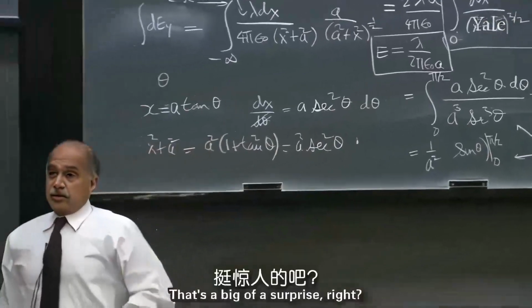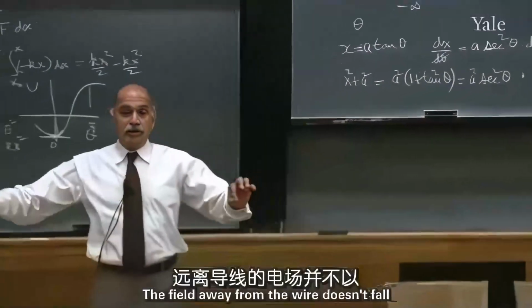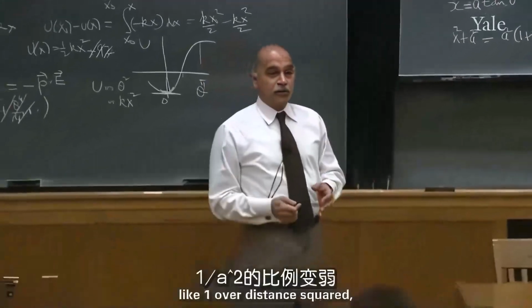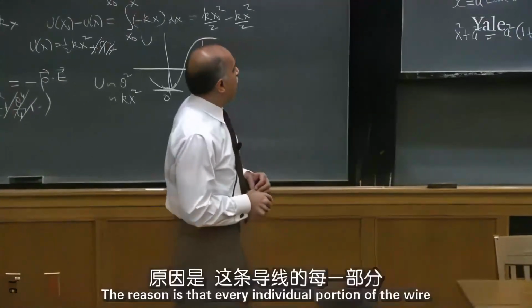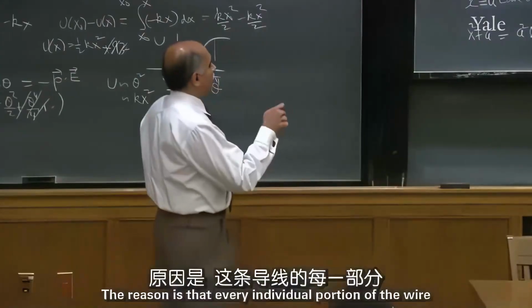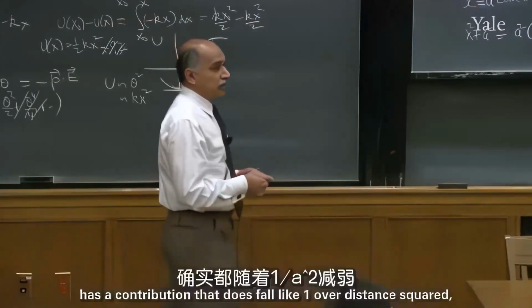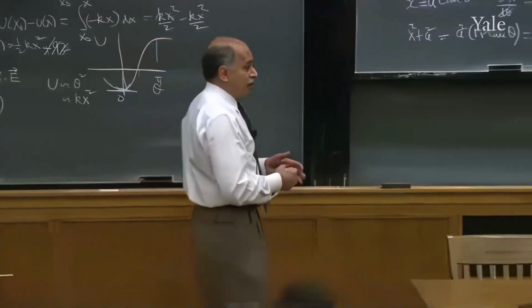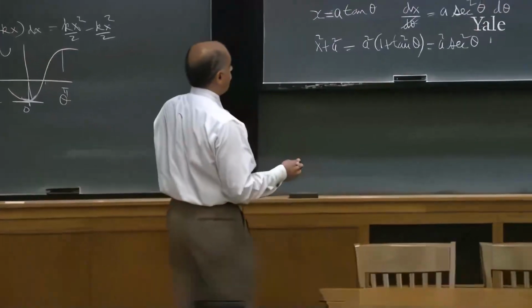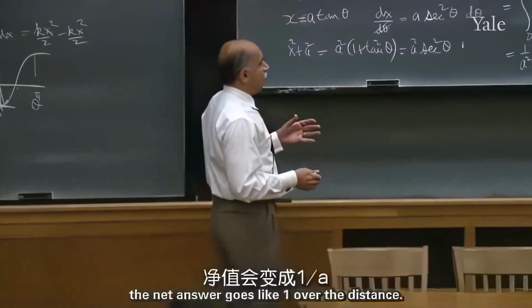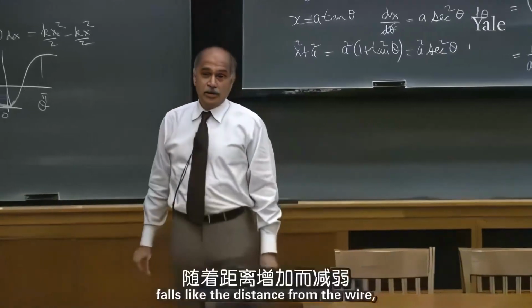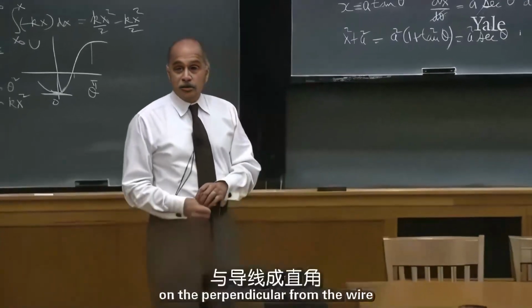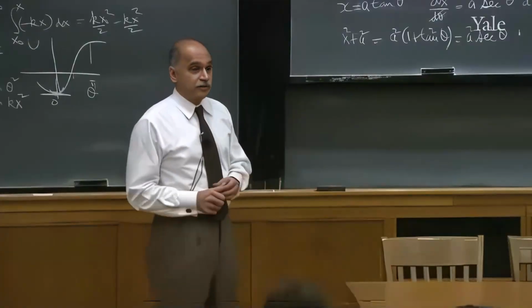That's a bit of a surprise, right? The field away from the wire doesn't fall like 1 over distance squared, but falls like 1 over distance. The reason is that every individual portion of the wire has a contribution that does fall like 1 over distance squared, but it is an infinite wire. When you add it all up, the net answer goes like 1 over the distance. The field falls like 1 over the perpendicular distance from the wire, and it's pointing away from the wire. That's it.